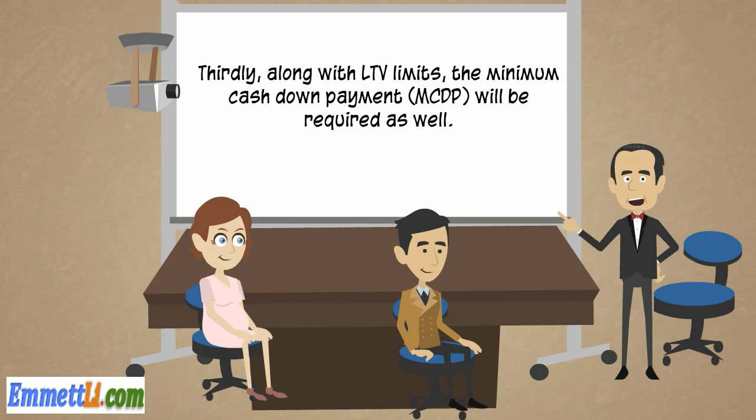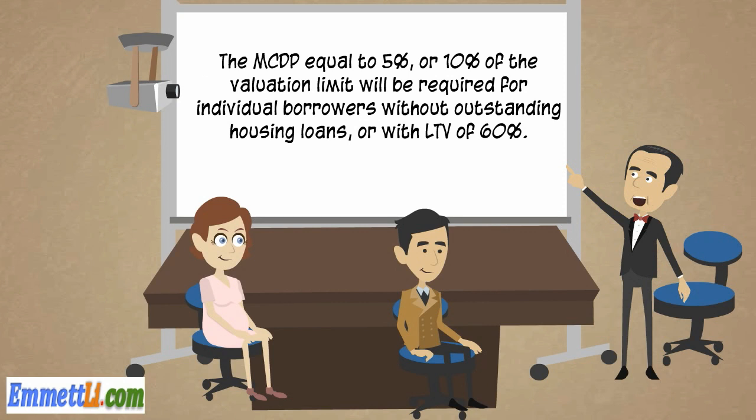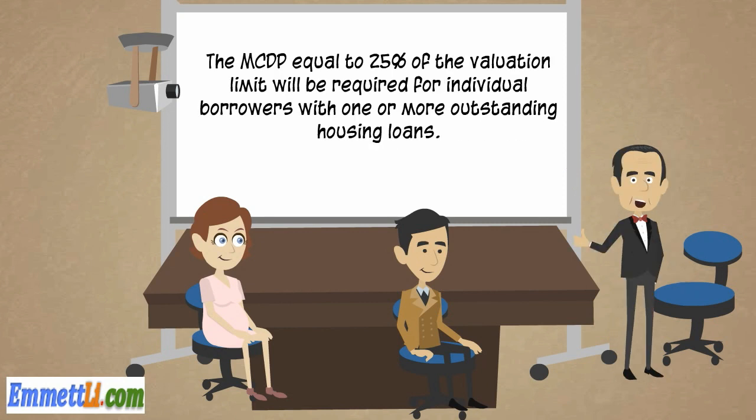Thirdly, along with LTV limits, the minimum cash down payment, MCDP, will be required as well. The MCDP equal to 5% or 10% of the valuation limit will be required for individual borrowers without outstanding housing loans, or with LTV of 60%. The MCDP equal to 25% of the valuation limit will be required for individual borrowers with one or more outstanding housing loans.